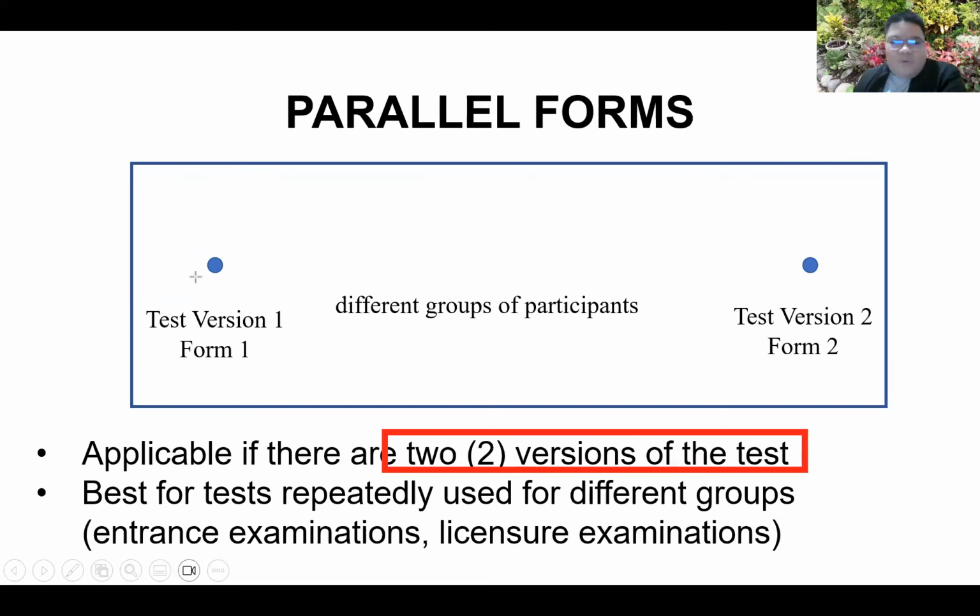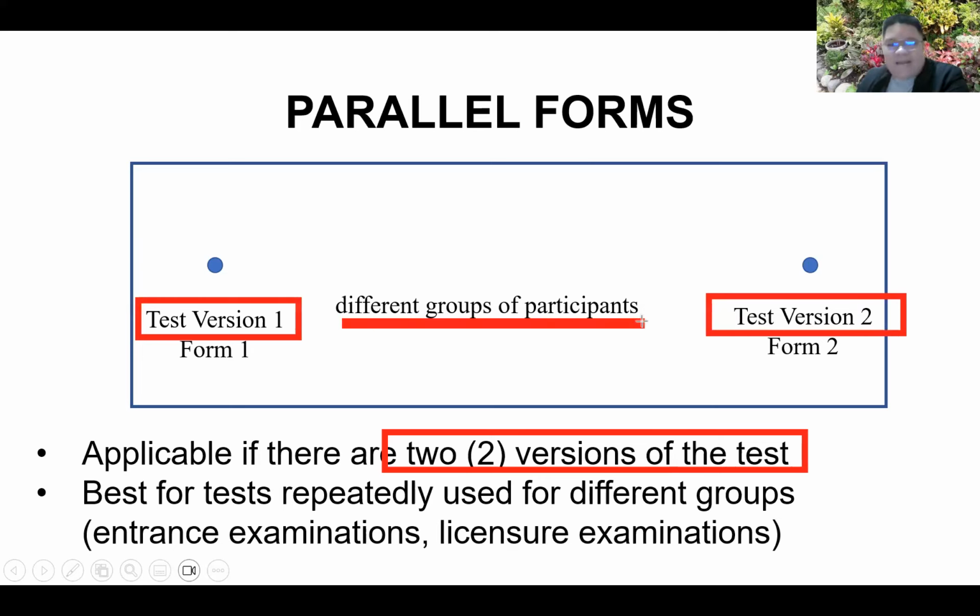No? So, if you would look at this illustration that I have on the upper part of the slide, you'll be able to see na ito test version 1, tapos this one is test version 2 or form. So ano pong nangyayari? Different po yung groups ng participant. Yung isa kukuha ng set A, yung isa kukuha ng set B. Pero sabay po nilang kukunin yan. Okay? Sabay po nilang kukunin yan. They will be taking the exam at the same period of time.